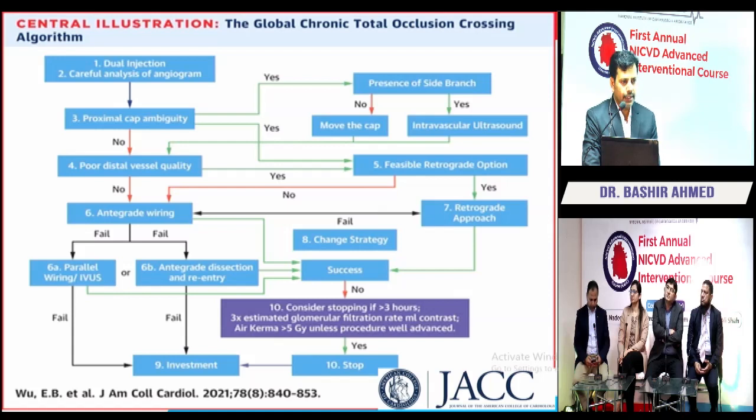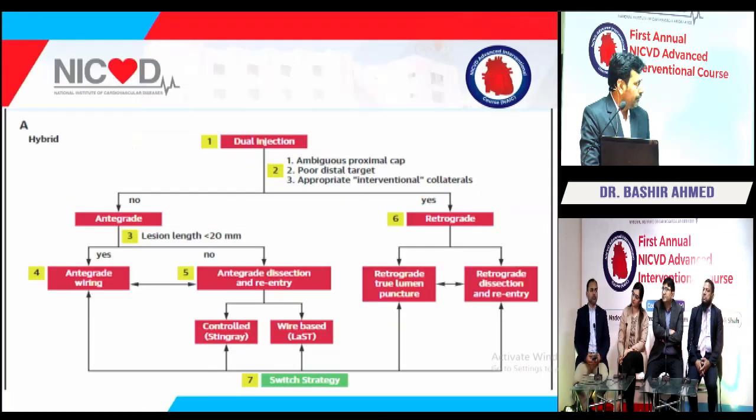If antegrade, then antegrade wire escalation, or I need antegrade wire escalation and re-entry also. So there are 3-4 cases to discuss, including retrograde, antegrade, and retrograde techniques. This is the algorithm we have to follow, and remember it is important to know. This is a simple version of this algorithm. It also indicates all we have discussed here.